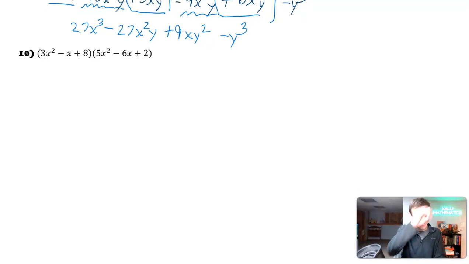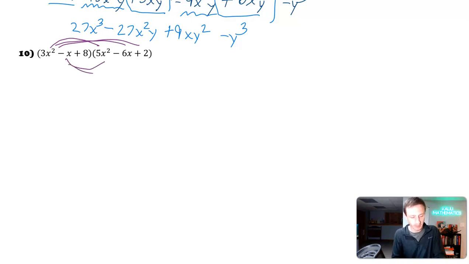And finally, last one. Big lesson here. Number 10, 3x squared minus x plus 8 times 5x squared minus 6x plus 2. So we have a trinomial times a trinomial. And no, we cannot simplify anything down. So we do have to just take the long road and multiply all of this out. 3x squared times 5x squared, times negative 6x, times 2, negative x to all of this. And then we have to also do, let me change colors, 8 to all of this too.